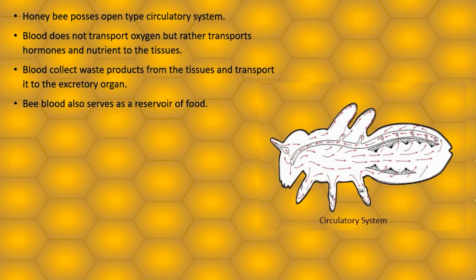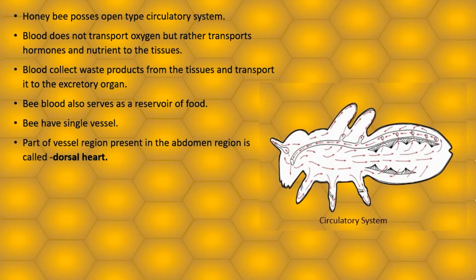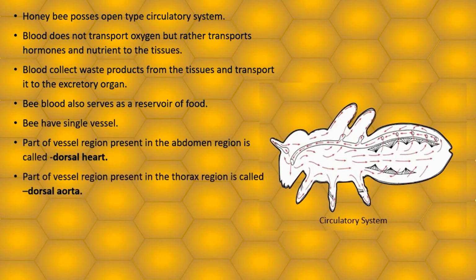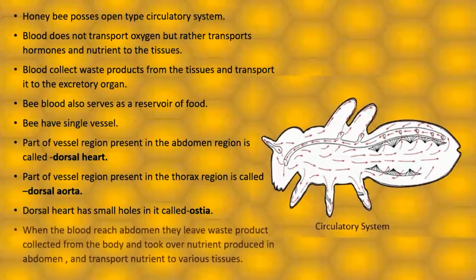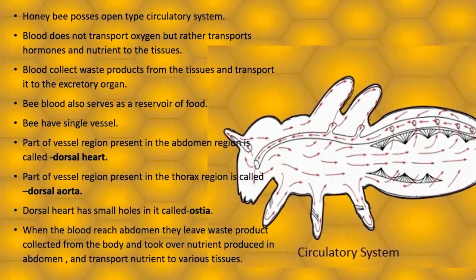Bees have a single vessel. The part of the vessel present in the abdomen region is called the dorsal heart, and the part of the vessel present in the thorax region is called the dorsal aorta. The dorsal heart has small holes in it called ostia. When the blood reaches the abdomen, it leaves the waste products collected from the body and takes over nutrients produced in the abdomen and transports nutrients to the various tissues.